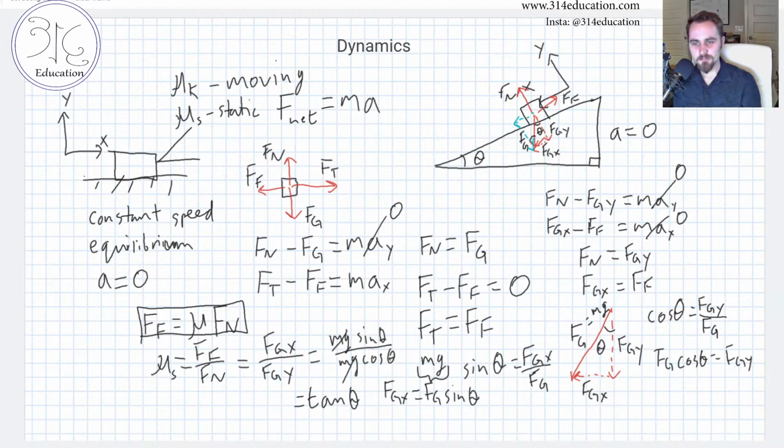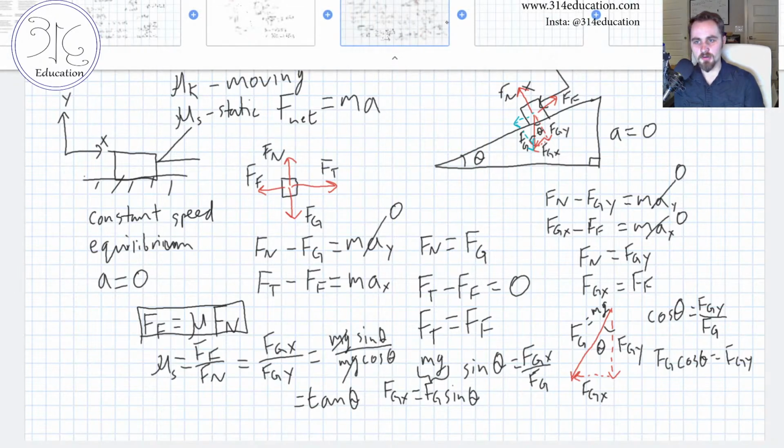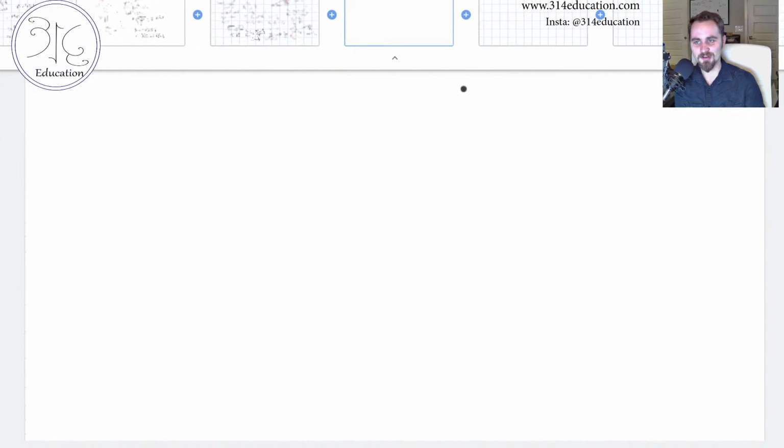Cool, cool. I think that's more or less all we need for dynamics. Oh, I guess we should talk about pulleys too. Let's get us a new page though, because we're kind of running out of space here.